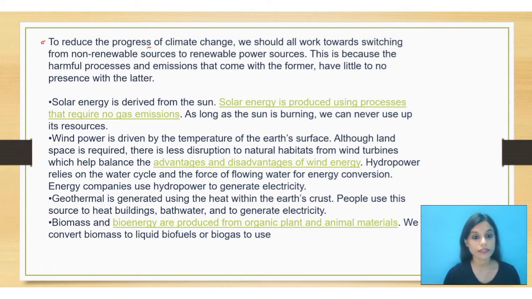To reduce the progress of climatic change, we should all work towards switching from non-renewable sources to renewable power sources. So you can talk about switching. This is because the harmful processes and emissions that come with the former have little to no presence with the latter. Now, solar energy is derived from the sun. You can talk about the different sources of renewable energy, from where we get it, and how we can use it.